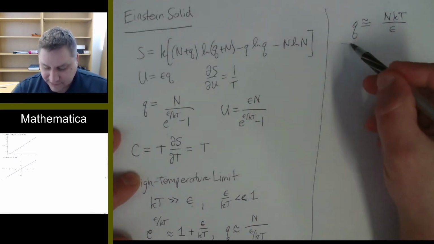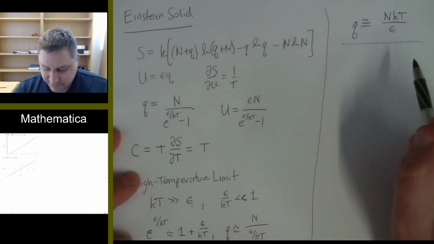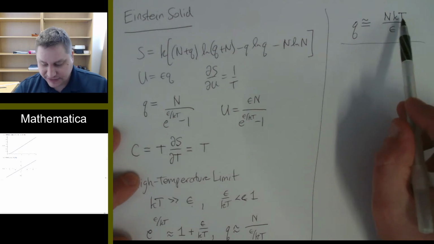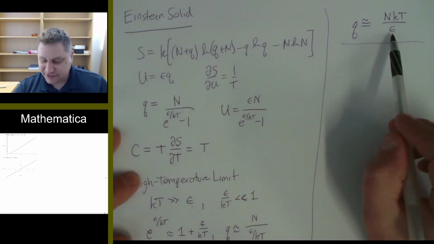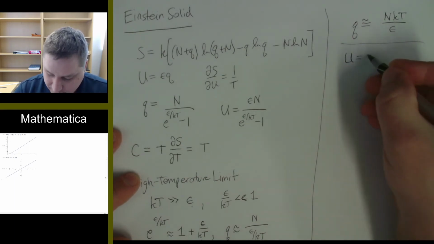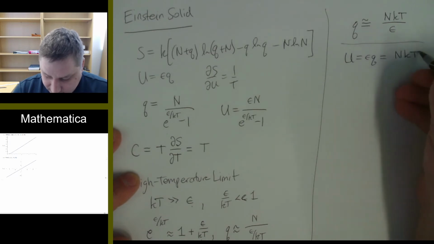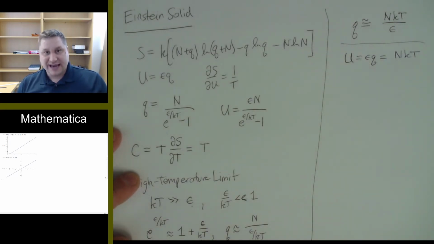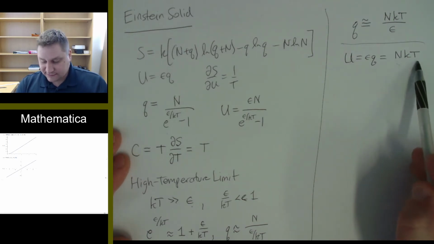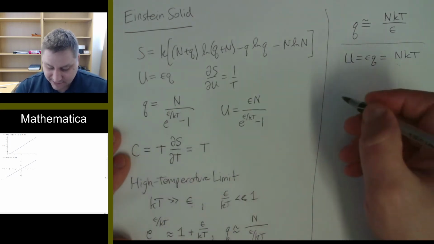All right, so this is a high temperature limit result for the Einstein solid. It's easy to understand. If you have NkT as your energy, you just divide by the size of the energy unit, you get the number of units. For our internal energy then, it simply comes out equal to NkT. N is the number of oscillators, k is Boltzmann's constant, and T is temperature. So now let's go after this heat capacity.